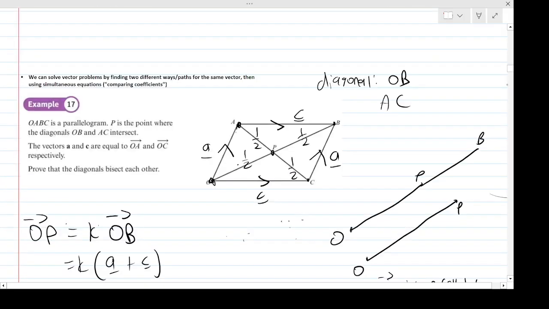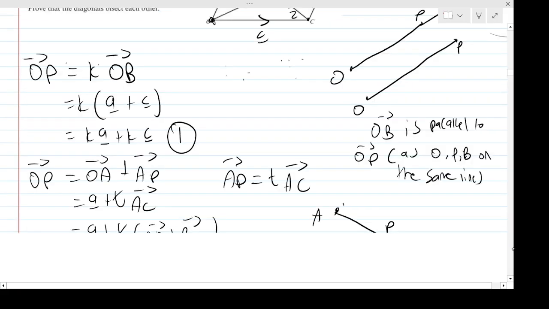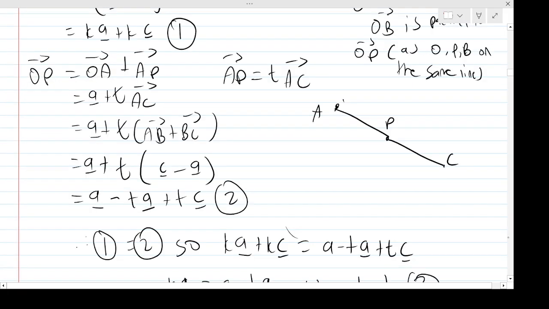Harsh question. But hopefully you sort of understood the logic behind that now, of how we can find two different ways of getting the same vector. So the whole idea of this question is to find a vector for P on each diagonal. So the first one I considered the vector OB, because that's the first diagonal. Then a vector for AC for the second one. And then I've got two different expressions for OP.